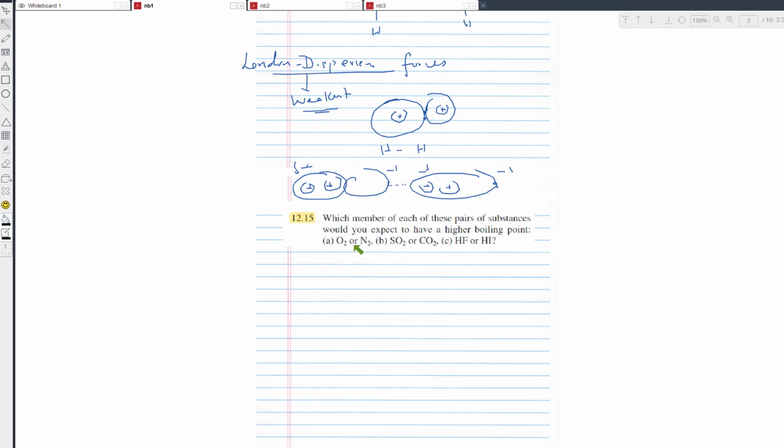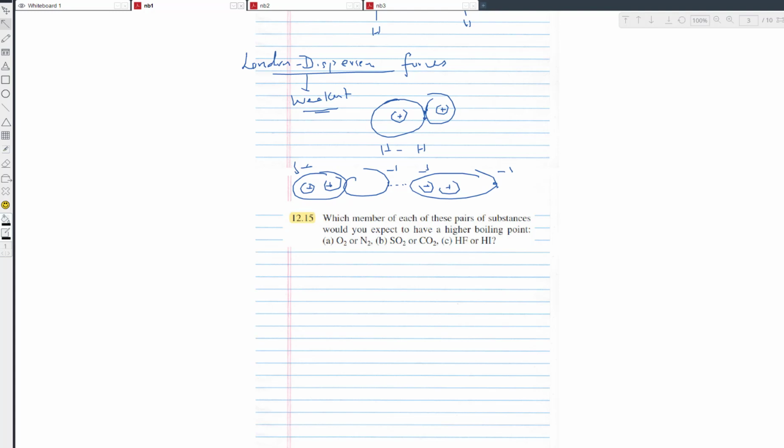In this case we can use the mass for boiling point. Which one is heavier, oxygen or nitrogen? Oxygen, right? Oxygen is going to be heavier. So we are expecting a higher boiling point for oxygen, because both of them are non-polar. So now we can look at the answer for this one.